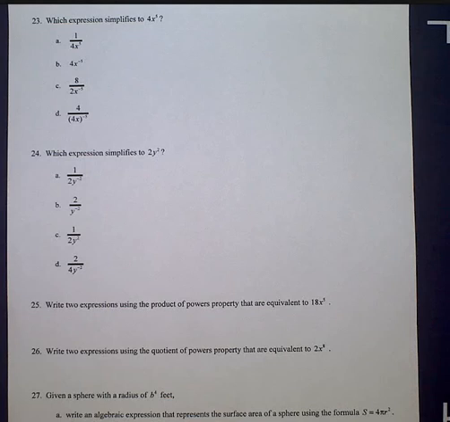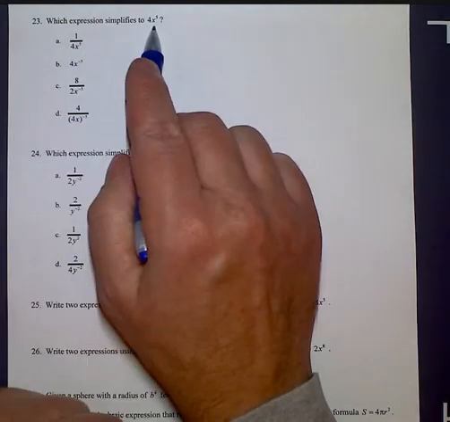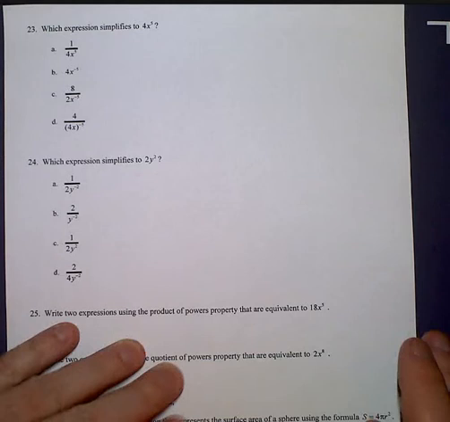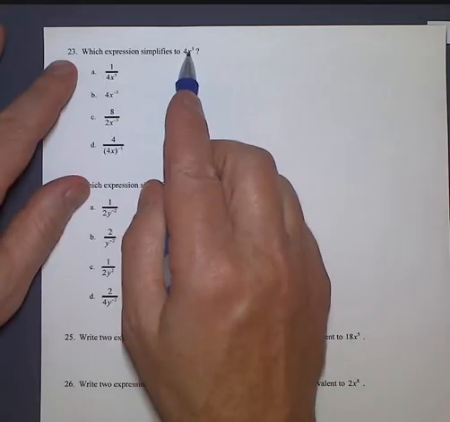Okay, here is page 5 of the review. So, which expression simplifies to 4x to the fifth? So, what do we need to do? Let's try and rearrange these to make it look like this.